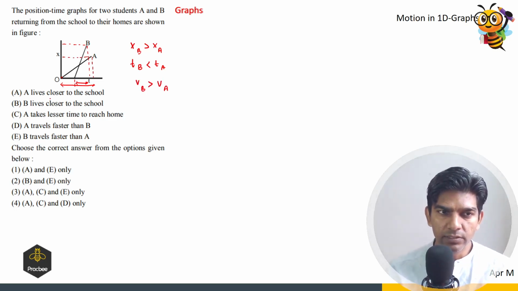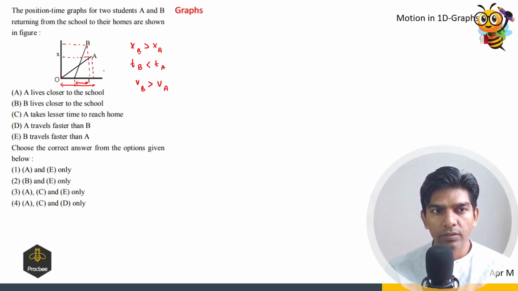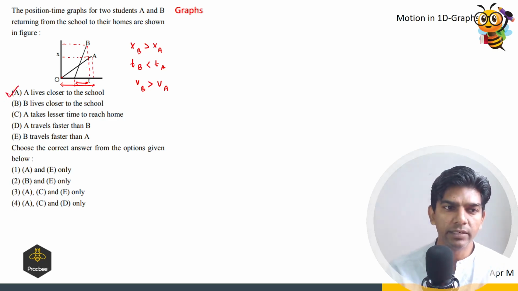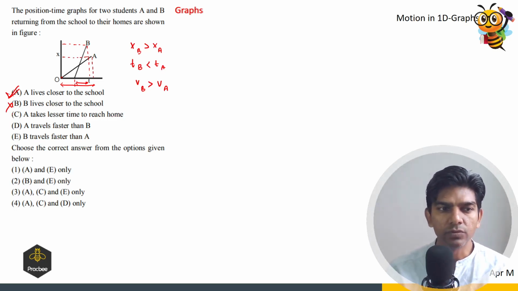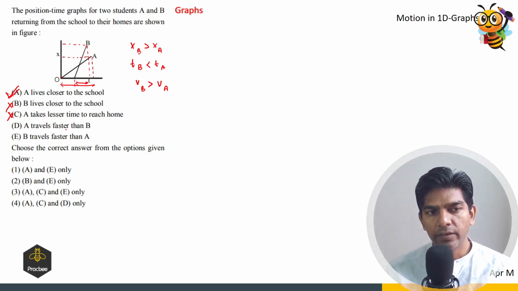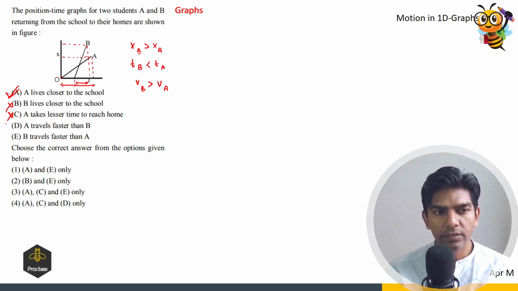A is given as: A lives closer to the school. Yes, because it has covered less displacement, so A is correct. B lives closer to school, that is incorrect. A takes less time to reach home, but A is taking more time, so C is incorrect. A travels faster than B, that is incorrect. B travels faster than A, that is correct. So A and E are the correct statements, so option 1 should be the answer.